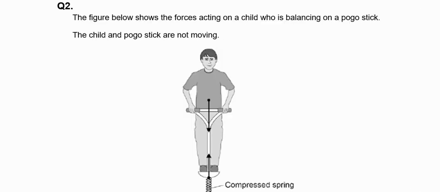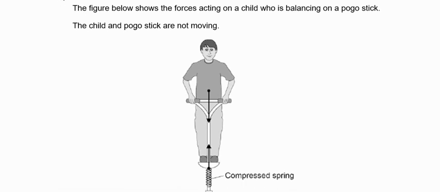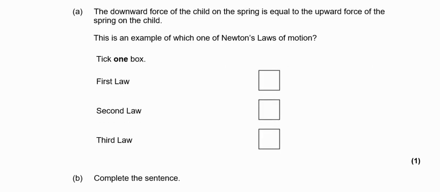Question 2. Question 2 starts out with another fairly useless diagram. However, it does have important information. The child and the pogo stick are not moving. That will help us answer some of the questions later on. Whenever you see the idea of two forces being equal, this is likely to be an example of Newton's third law of motion. The force exerted by one object on another is equal in magnitude but opposite in direction to the force exerted by the second object on the first.